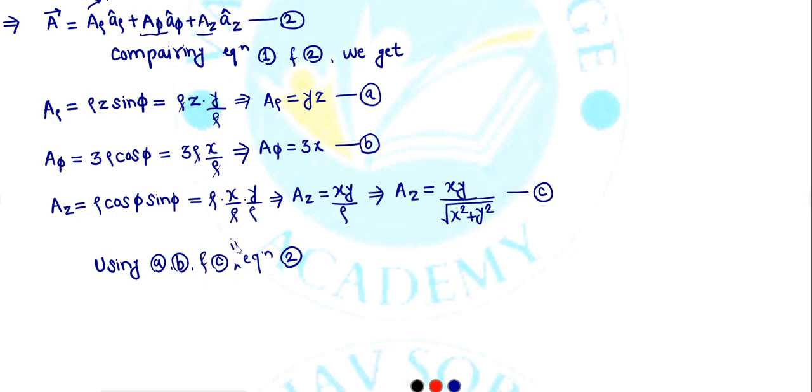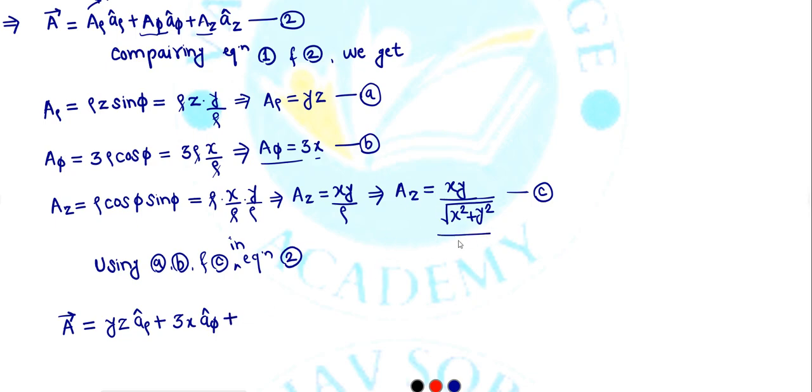Okay, so using equations A, B, and C in equation number 2, we are going to rewrite vector A. So vector A is equal to what now? A rho, what value have we found for this? So A rho is nothing but yz a rho cap, plus this a phi. That a phi value is equal to 3x, so that will be 3x into this a phi, and then this az.